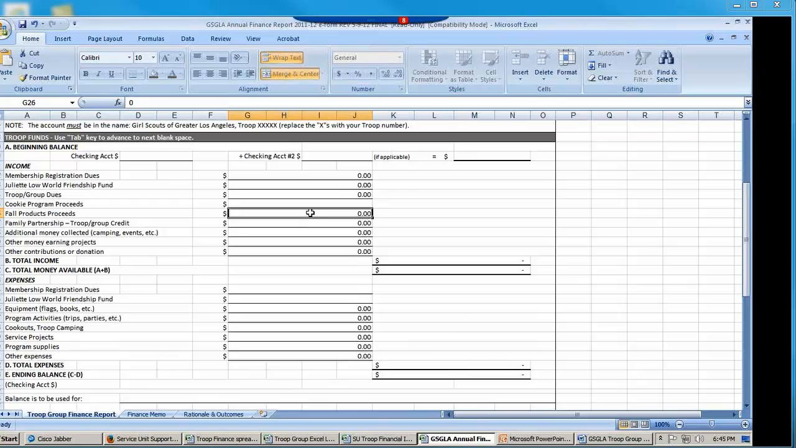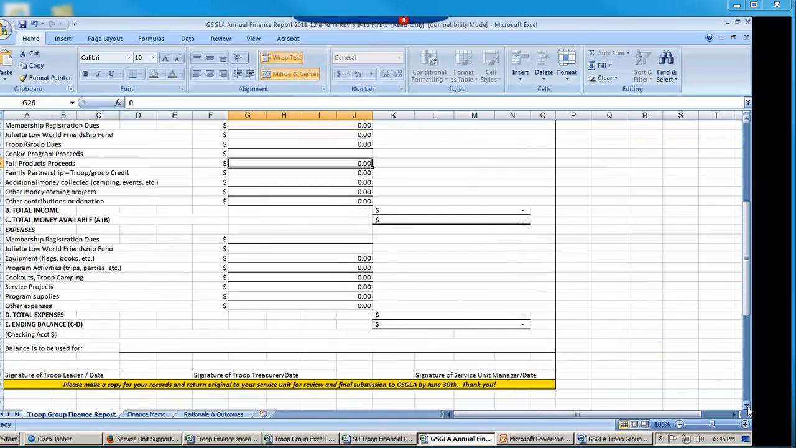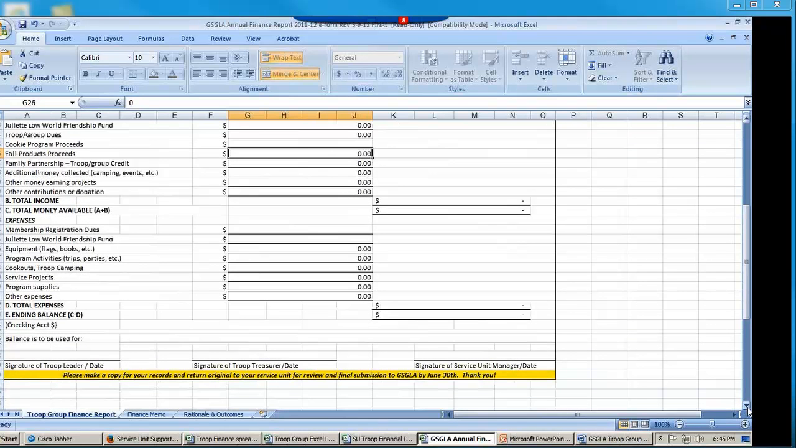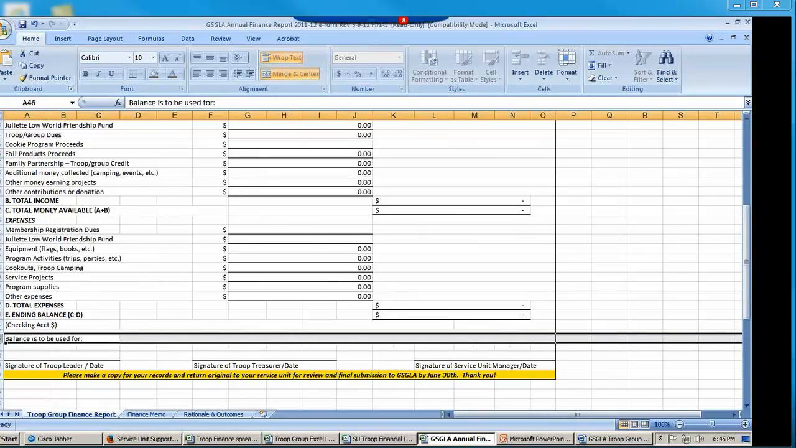If you've got all your stuff logged on your ledger, if you put them in appropriate categories, you should be able to do this in about 5 minutes. You should be able to fill in your starting balance. You should be able to fill in all your categories and then get the ending balance that matches your bank statement, unless you have some outstanding checks or something that haven't cleared the bank. And if you don't, then you may need some help from your service unit to help you figure out why.